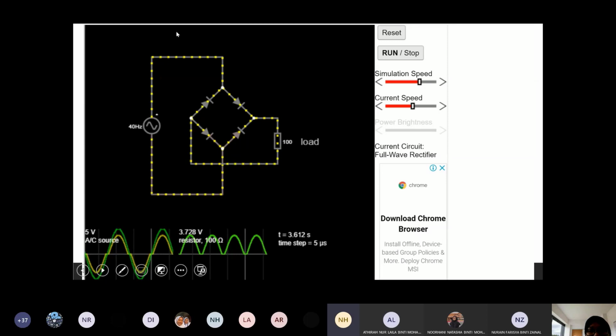And next you should learn about transistor. Tapi saya rasa transistor ni saya tak sambung hari ni lah, kita sambung some other time. Boleh tak? Boleh. Okay.